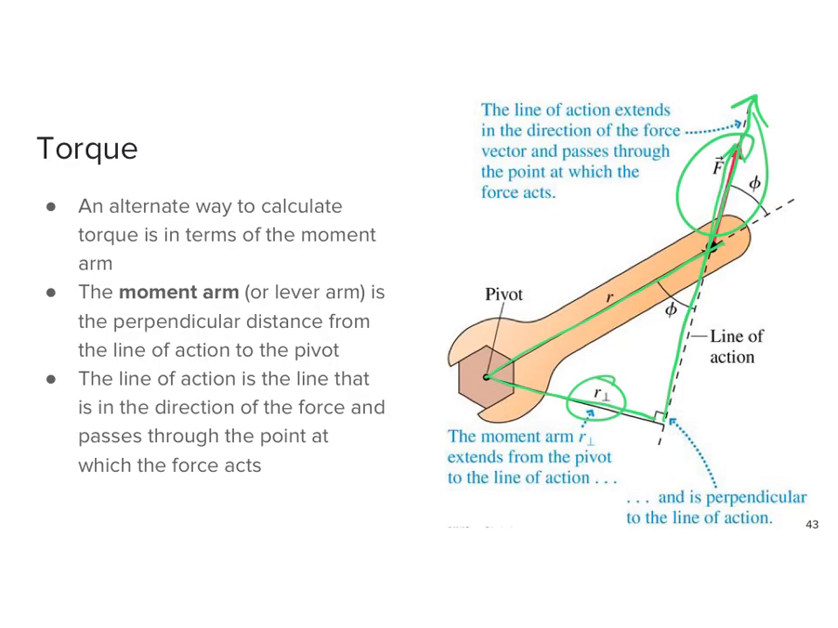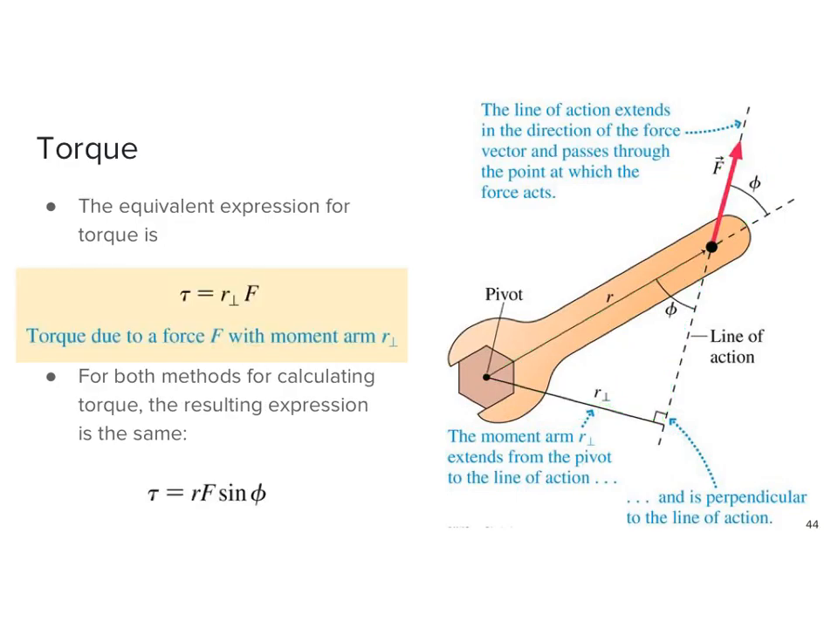Either way, we end up with the same equation, that tau is r perpendicular F, or r F perpendicular, and therefore the torque is r F sine phi, whatever that angle is here or whatever the angle is here, because those are going to be alternate interior angles according to geometry, and they have the same magnitude.